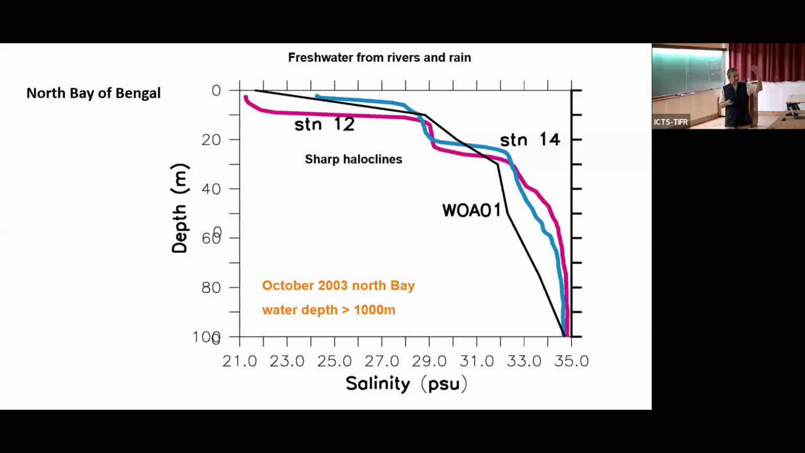It could be from last year's river water, or it could be from the Irrawaddy. We know that in winter, water from the Irrawaddy comes to the North Bay of Bengal. This one is from this season's rainfall and Ganga Brahmaputra discharge. Global ocean mean salinity is about 35. At 100 meters, that's what you see. This is the World Ocean Atlas version of these haloclines.